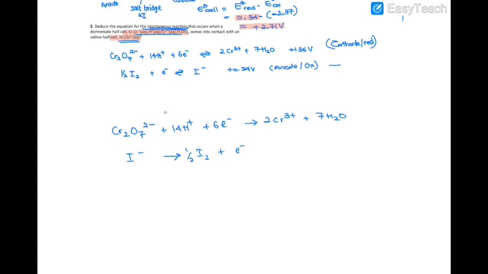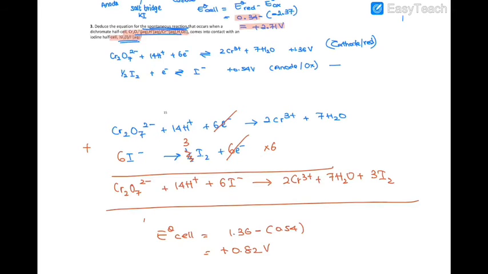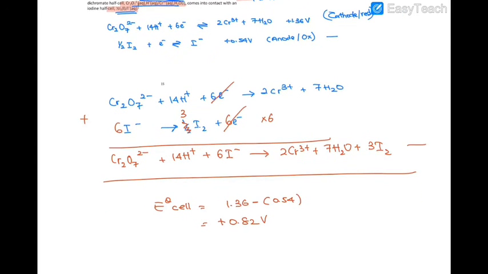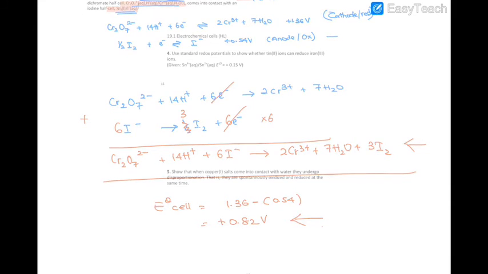You have to adjust the number of electrons, multiply by 6. So this is going to be 3. And you can add the two equations. The electrons will cancel out. So this is the overall equation, and if you want, you can calculate the overall cell potential.